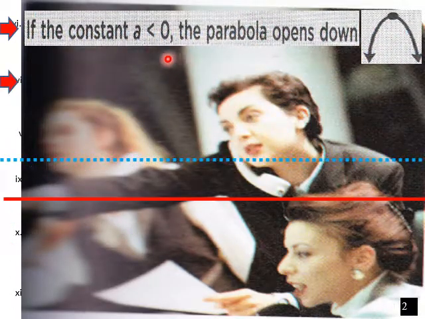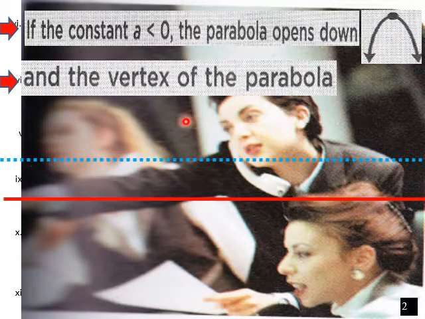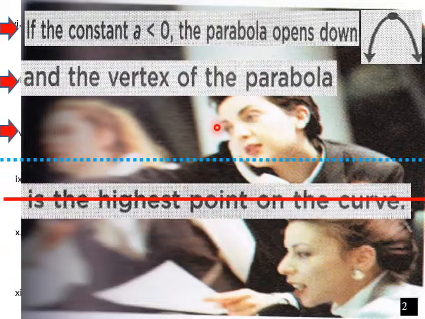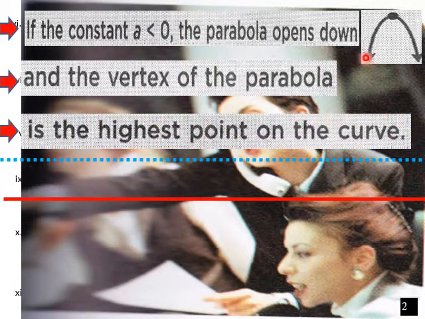If the constant a is less than 0 or negative, then your parabola will go like this. Parabola opens down, and the vertex of the parabola is the highest point or the max. This would be your maximum up here of your parabola if a is negative.